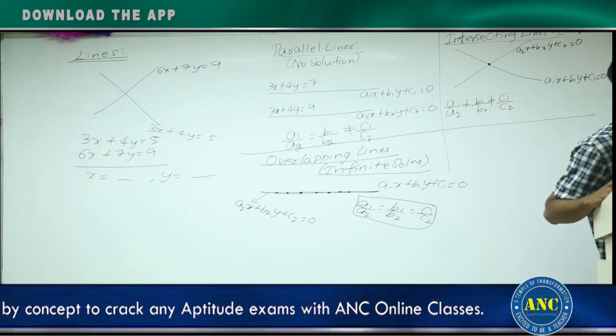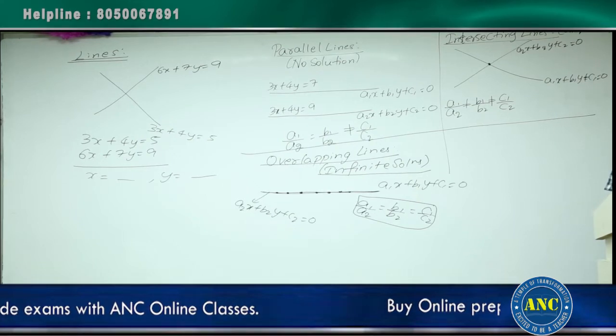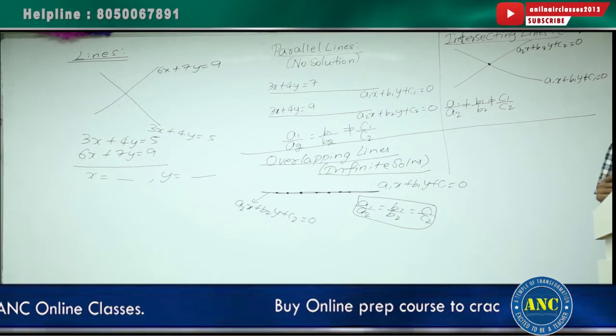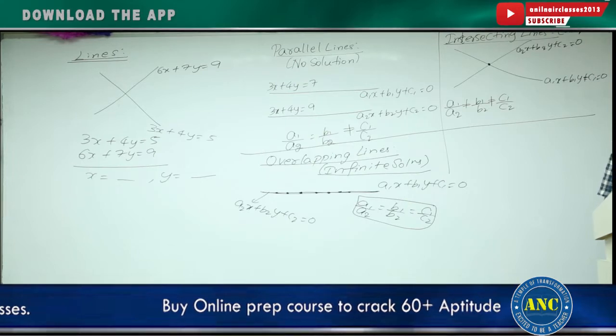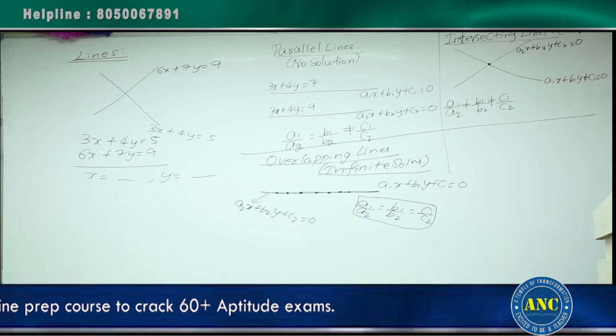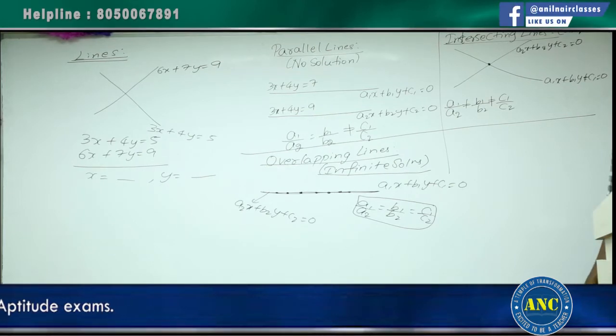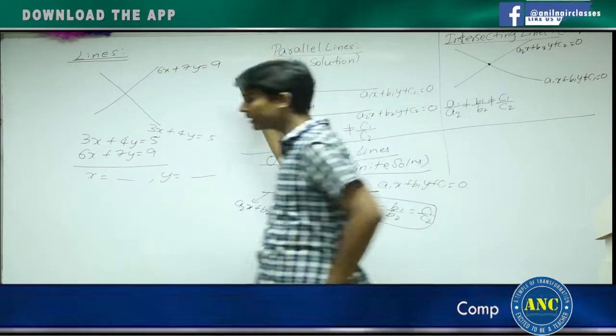How many pairs of real numbers x and y satisfy the following two simultaneous equations? It is known that the values of A, B, C, D, E and F are non-zero. All are non-zero values, right? The two equations given are AX plus BY equal to C, DX plus EY equal to F.